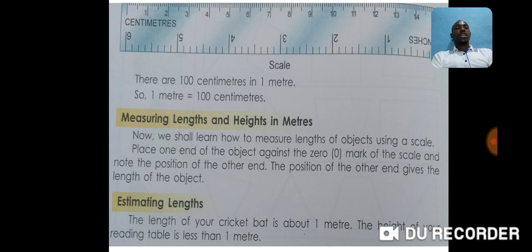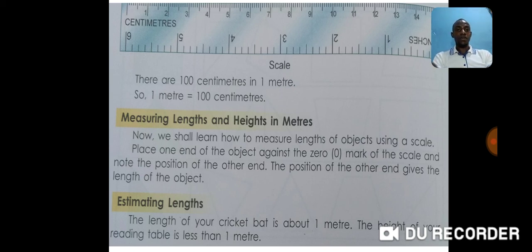Now let's observe the ruler. It is 15 centimeter long. There are 100 centimeters in 1 meter. So 1 meter is equal to 100 centimeters. Measuring length and height in meters.